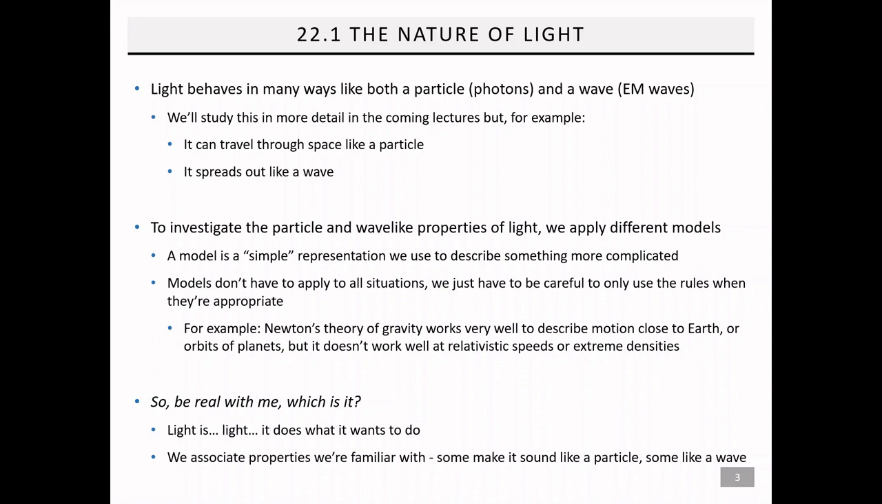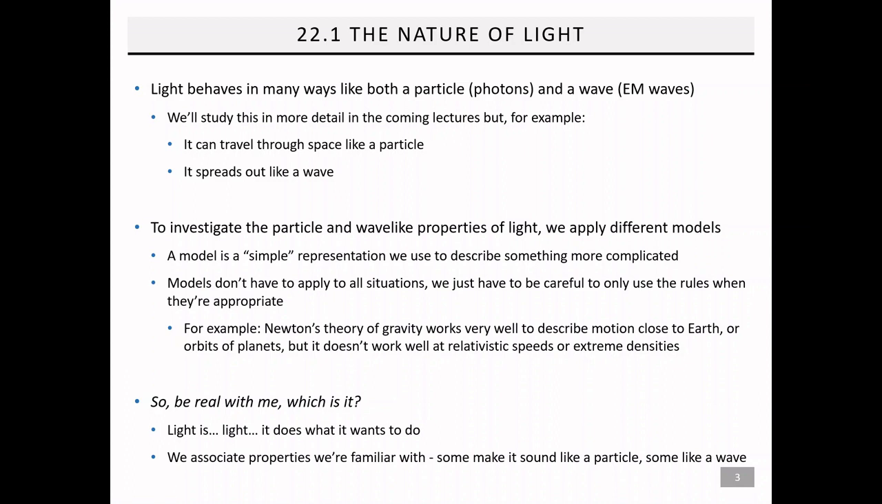models. So I want to reiterate what a model is in physics. Essentially, a model is a relatively simple set of rules that describe some complicated behavior that we observe. Now, models do not have to apply to all situations. You can have simple models that just describe a few things around you, or you could have very complicated models that can try to describe a lot of things in the universe. When we're using models, we just have to be careful to only use the rules when they're appropriate.